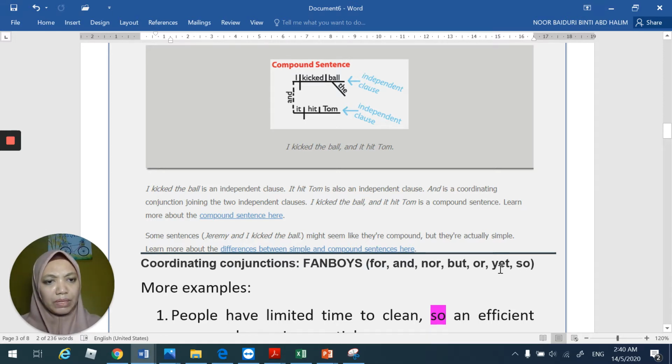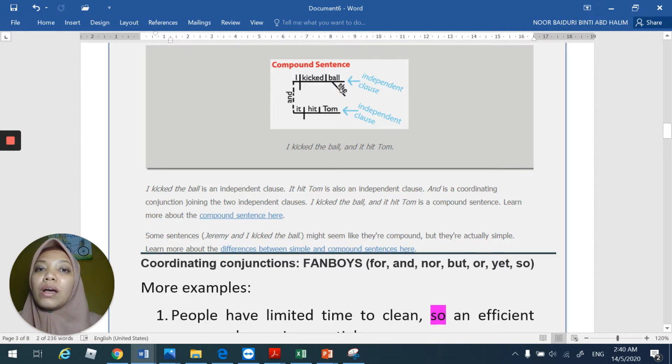For example, the word yet. Some people do not know how to use the word yet correctly, so you have to be careful. For here is like replacing the word because. For example, I love you for your kindness. Dia bukan for yang this is for you. Different. Okay, so let's go back to compound sentence.